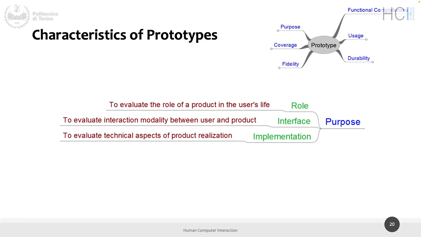Without going into many details, generally the purpose could be about the role, the interface, or the implementation. So if you want to evaluate the role of something, or if you want to evaluate a specific interaction modality, that is the interface, or technical aspects of that prototype. So these could be different kinds of purposes. And different prototypes can give you different information about these aspects.